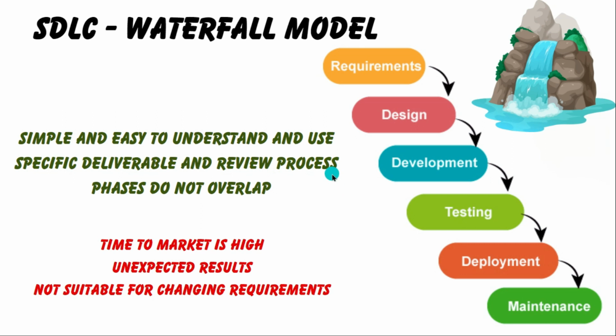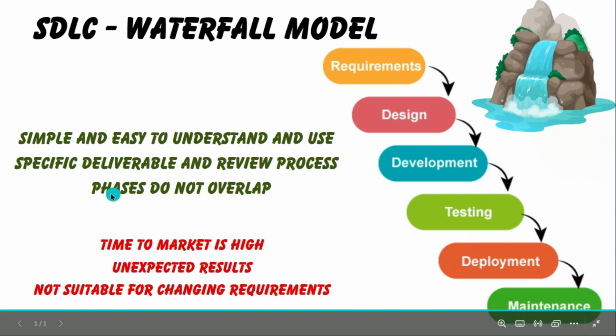Specific deliverables and review process. Now when you see each phase, there is an outcome of each phase. So in the requirement phase, all the requirements will be gathered, and the outcome of this will be the requirement document. Once the design phase is completed, the design document will be there. Once the development is completed, you will have a system. Once the testing is completed, you have the whole system tested, and whether it's positive or negative, whatever the outcome, you will have that outcome. So there is a specific deliverable for each phase.